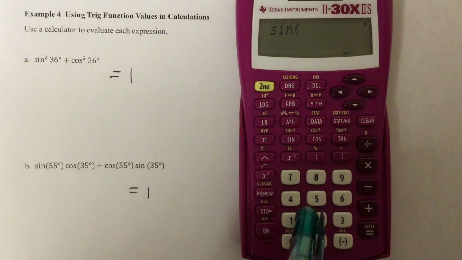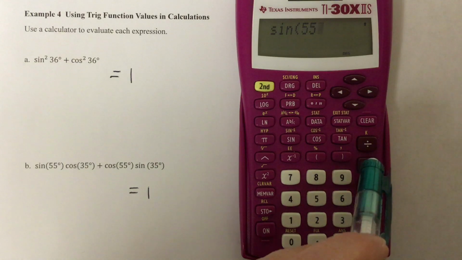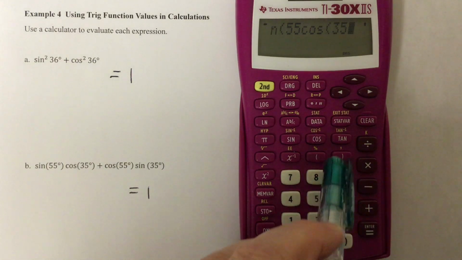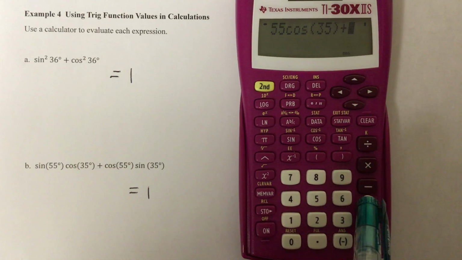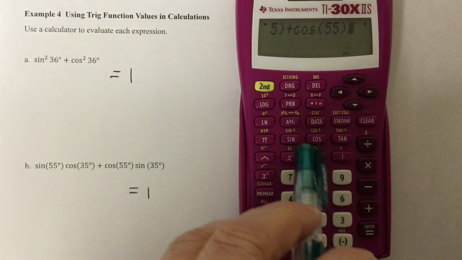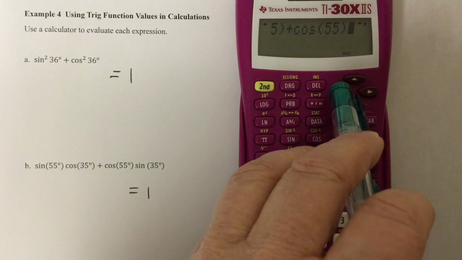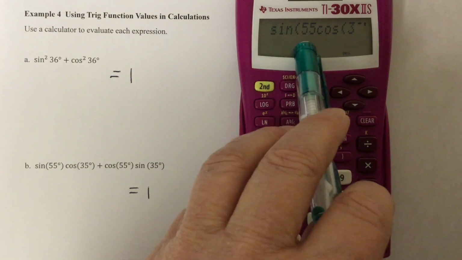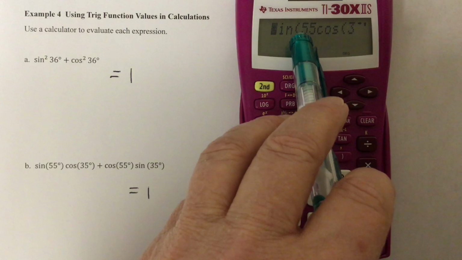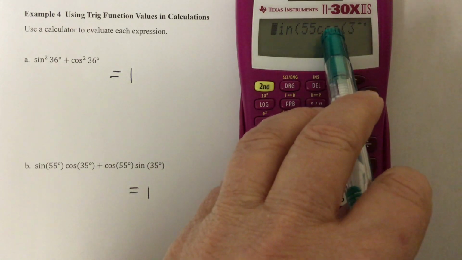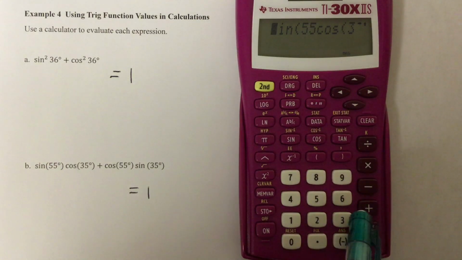So I'm going to put sine of 55, and I'm going to forget to close the parentheses. So now I'm going to go times the cosine of 35, and I'll remember to close that parentheses, plus cosine of 55 times the sine of 35. And now, because I forgot to close that first parentheses, everything that came after this first trig function is inside the parentheses. So it thinks that this entire expression is supposed to be plugged into the sine function, which we know is not the case.